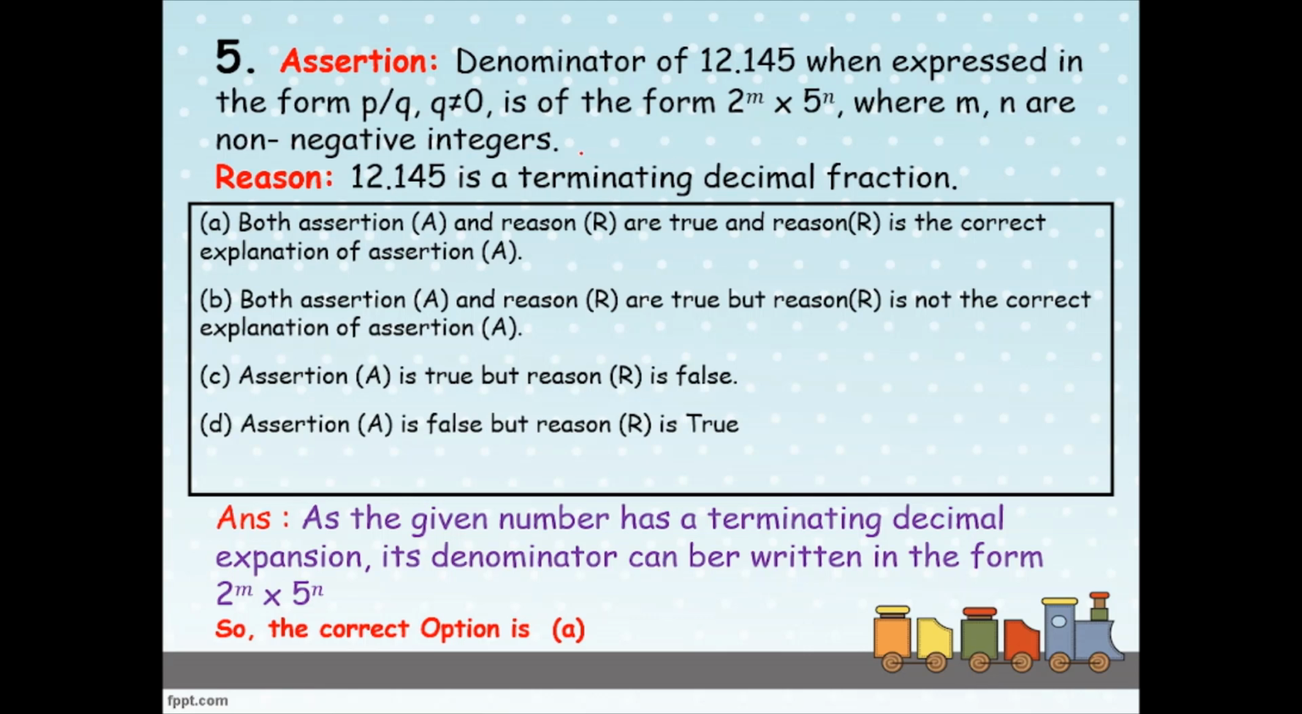Reason: 12.145 is a terminating decimal. Yes, there is no expansion given, no bar is given, no repetition is there. So it is a terminating decimal expansion. Reason is also true. And when both the statements are true, you have to check with the connect rule. Assertion is telling about the denominator, which form of denominator is having a terminating decimal. Reason is telling the given number itself is terminating. Of course, assertion 12.145 is a terminating decimal. That is what reason is also telling. So, the reason tells about the assertion. So, it is option A.